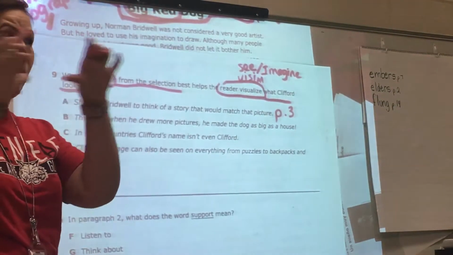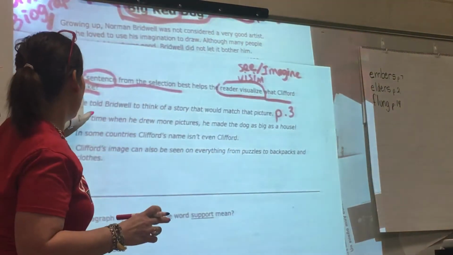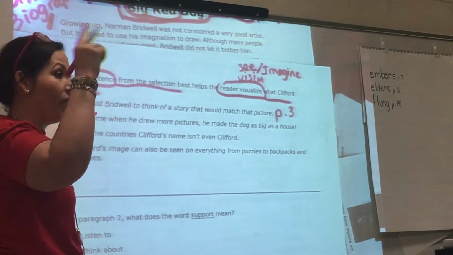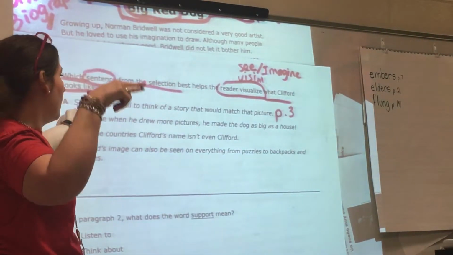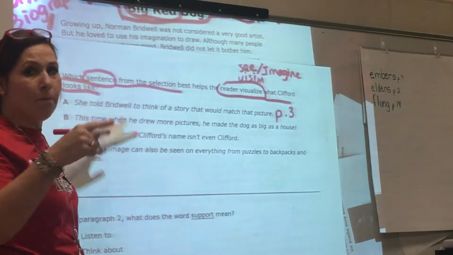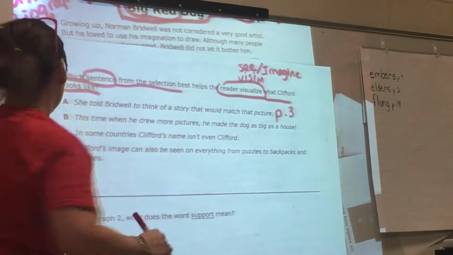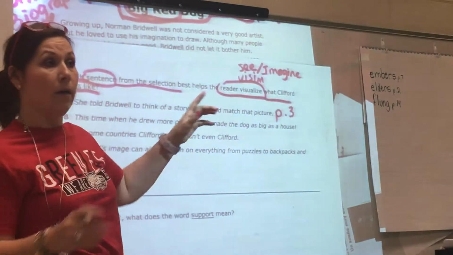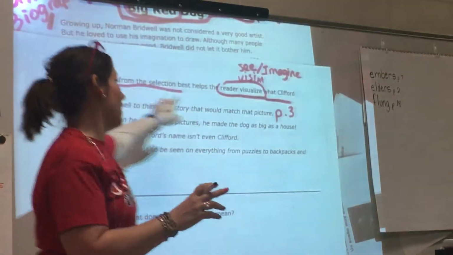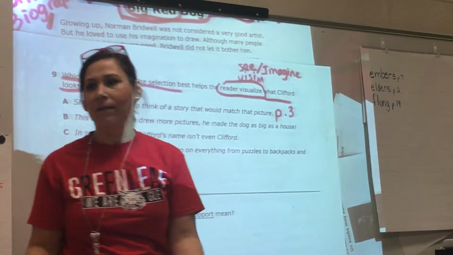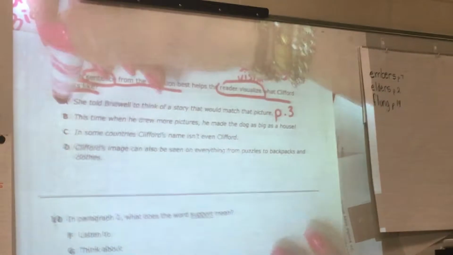Did everybody remember how he had all these pictures? Yes. But in the question, they want you to see which one can you imagine what Clifford looks like. Does this one help me know what the dog looks like? No. So this one cannot be it. They're all in there.